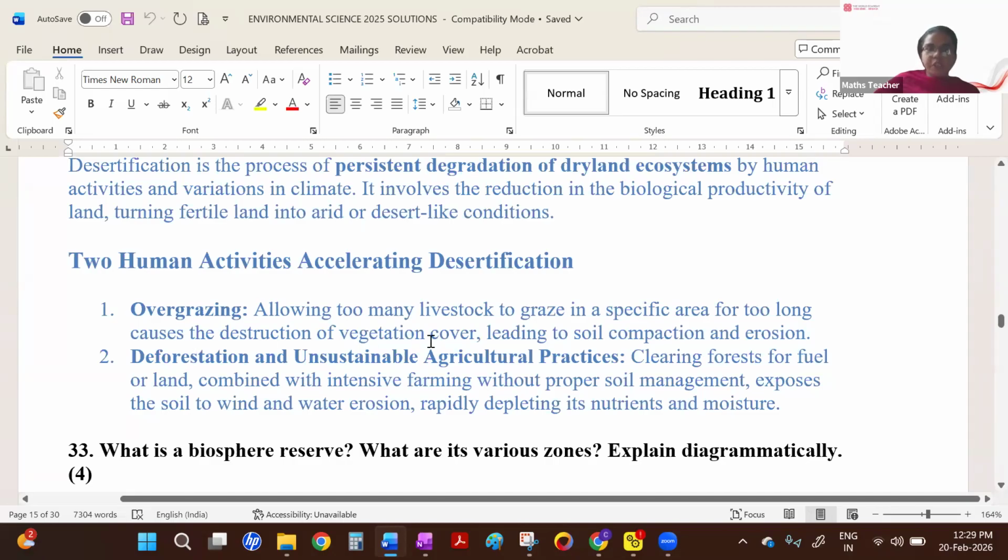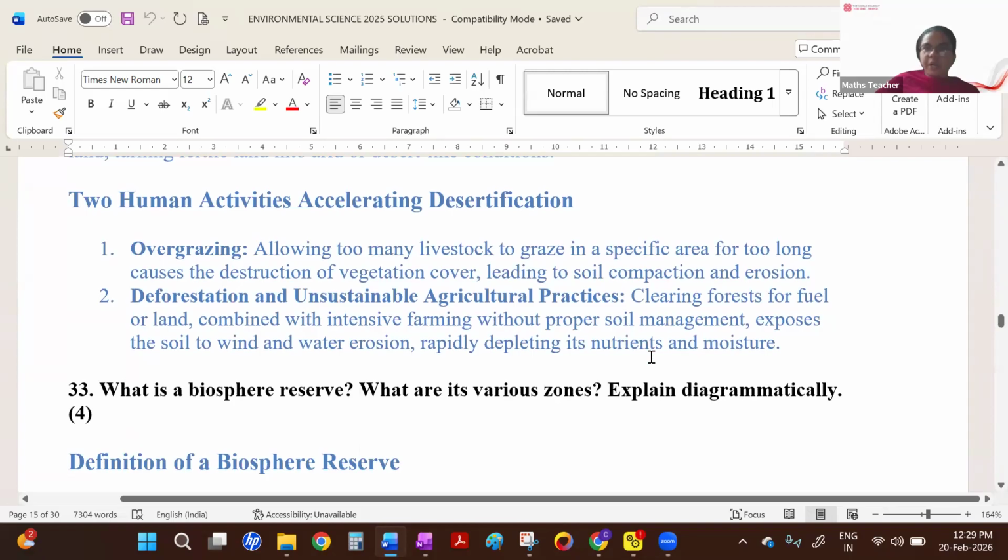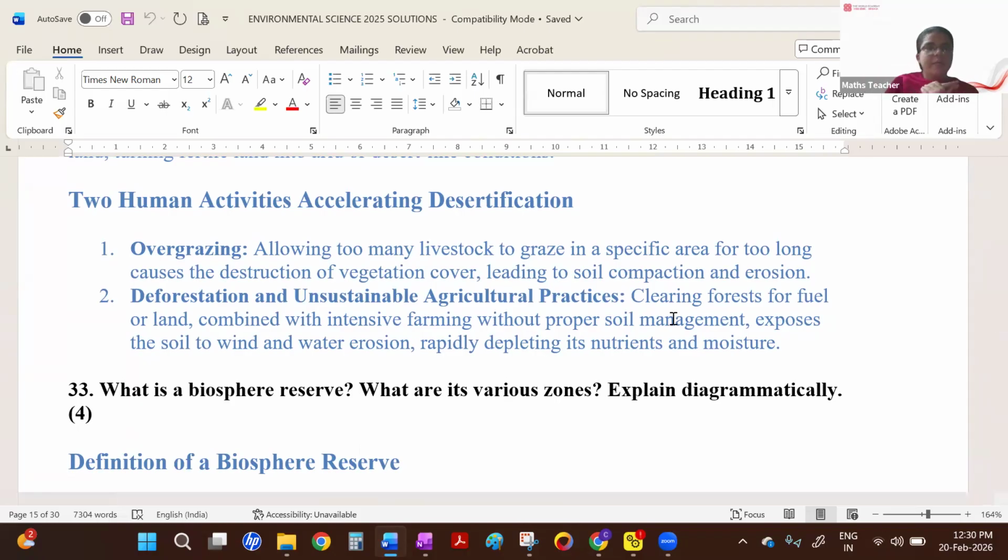If they graze for too long, it causes destruction of vegetation cover, leading to soil compaction and erosion. So that is one thing. And then the next one is deforestation and unsustainable agricultural practices. We've already discussed what is meant by deforestation, right? If the forest areas are removed, then if there is a heavy rain, it will lead to soil erosion, and subsequently the land will become degraded. And also these unsustainable agricultural practices, which we've already discussed. The usage of pesticides and fertilizers might lead to a region slowly becoming a desert. It does not happen immediately. It will take a number of years, but sometimes one thing will lead to another. In a step-by-step process, a region might become a desert.